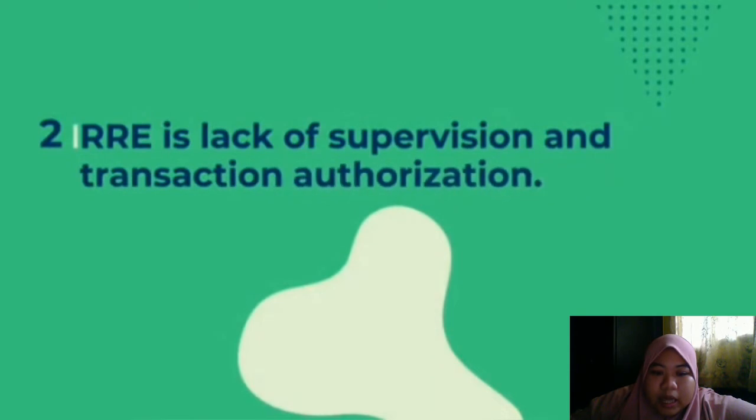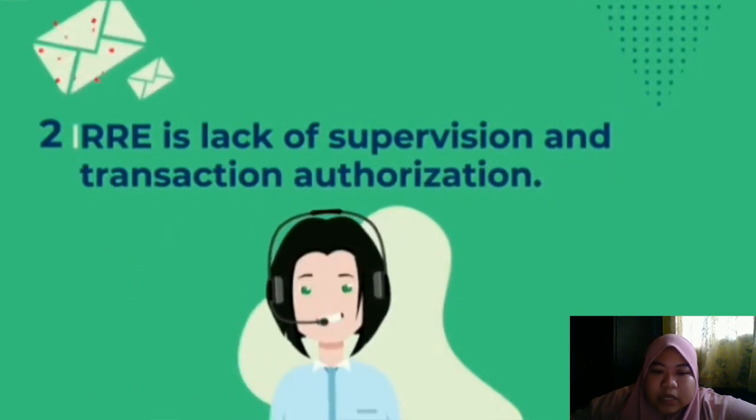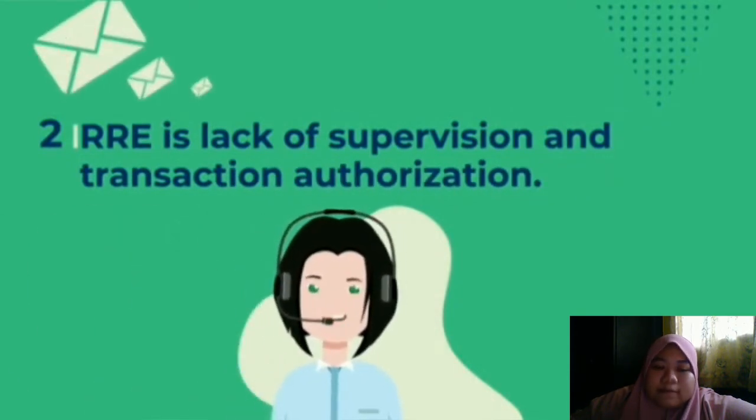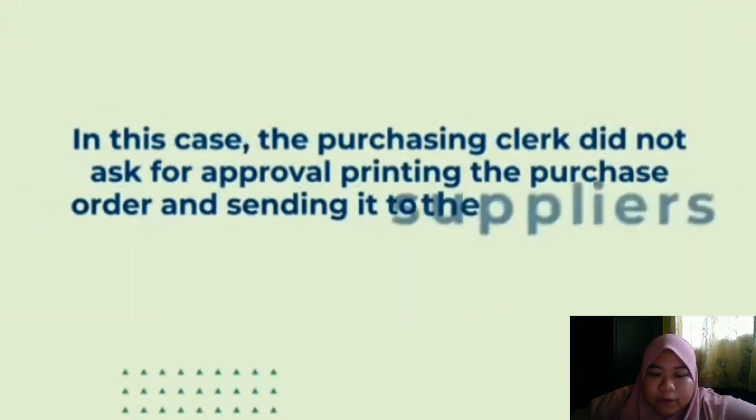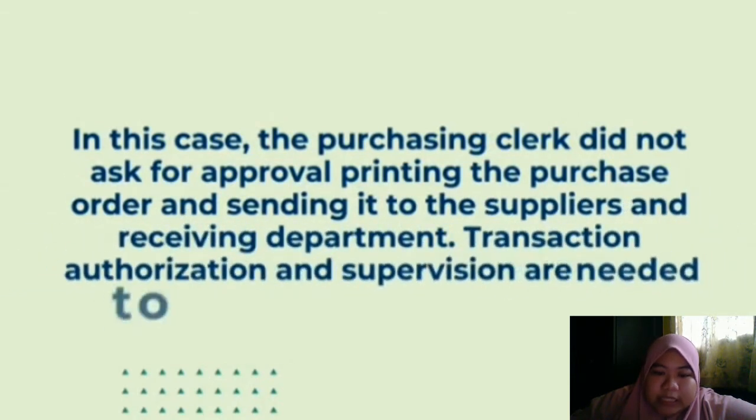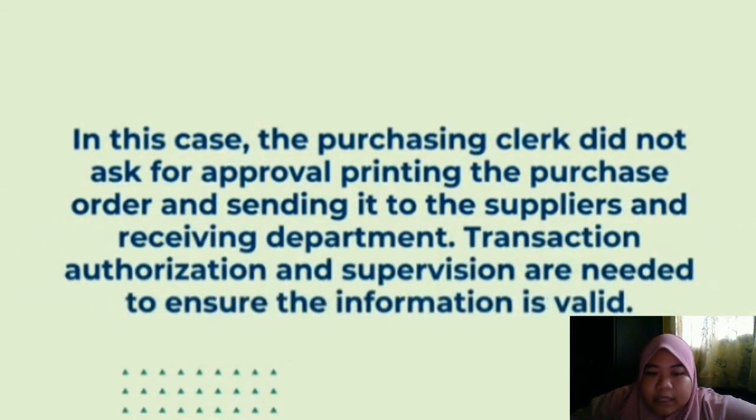Next, Roda Enterprise lacks supervision and transaction authorization. In this case, the purchasing clerk did not ask for approval before printing the purchase order and sending it to the suppliers and receiving department. Transaction authorization and supervision are needed to ensure that information is valid.